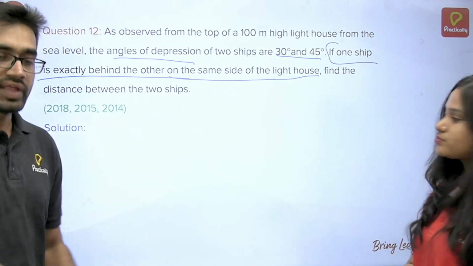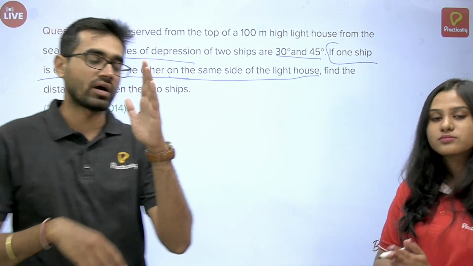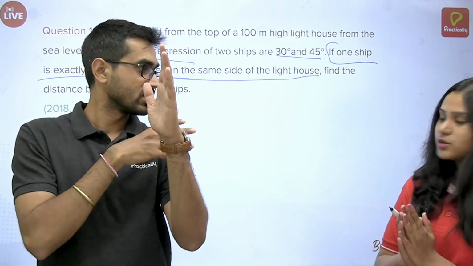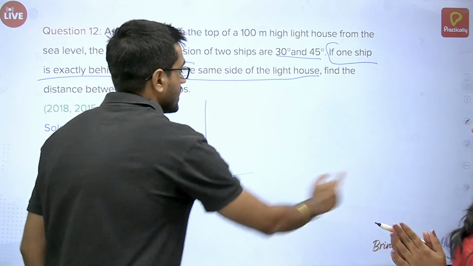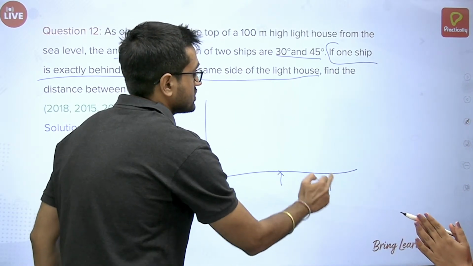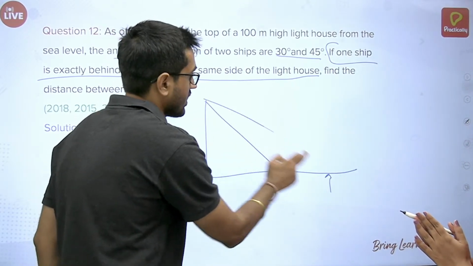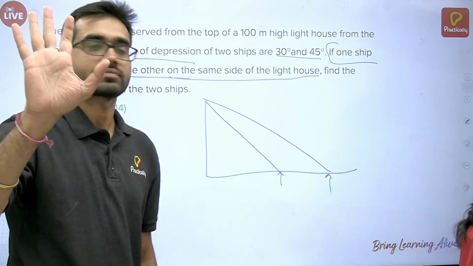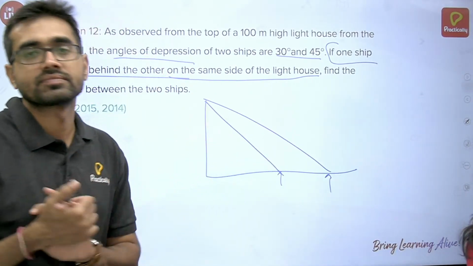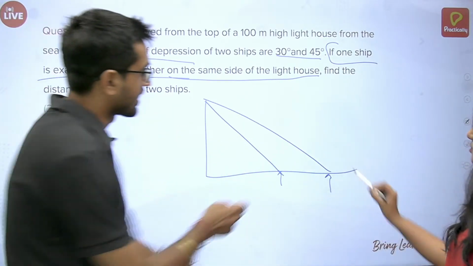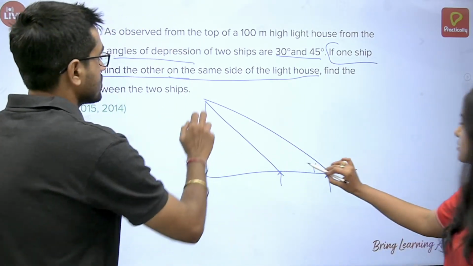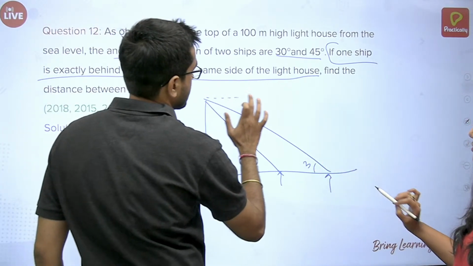Yes, sir. There are two situations. Either we can have both the ships on the opposite side or on the same side. And if they are on the same side, take the lighthouse, take the two ships, ship 1, ship 2, join them, and now apply your brain. Which angle should be less? The one which is farther or the one which is closer? Of course, this angle will be less. That is 30 degrees. But we have to remember this is also the depression.